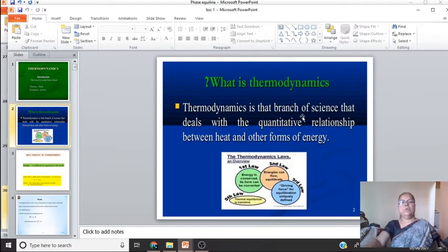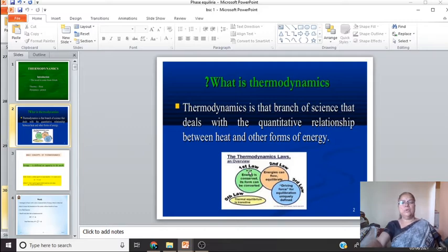Thermodynamics is the branch of science in which the quantitative relationship between heat and other forms of energy is studied. All of you know that thermodynamics is based on four laws: the first law, second law, third law, and zeroth law of thermodynamics. The zeroth law is based on equilibrium, that means there is an equilibrium between two thermal bodies.